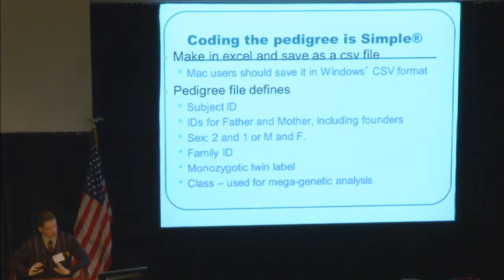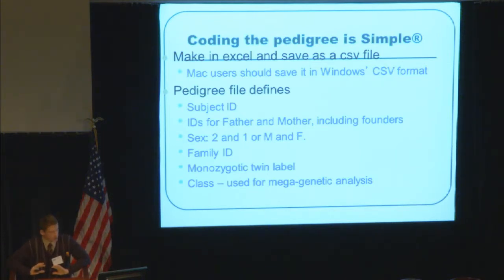So the pedigree file should define the subject ID. This is a field that is completely up to you. For example, if you get your genetic data from an Illumina chip, then typically you're going to have a subject ID there already. So you might as well use that rather than go to the trouble of recoding all your subject IDs.